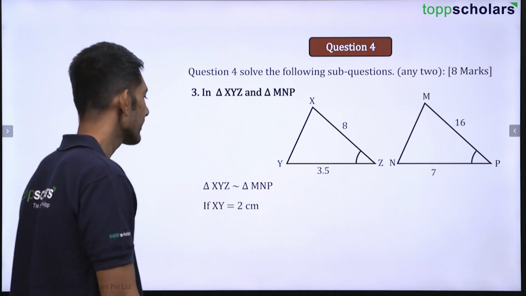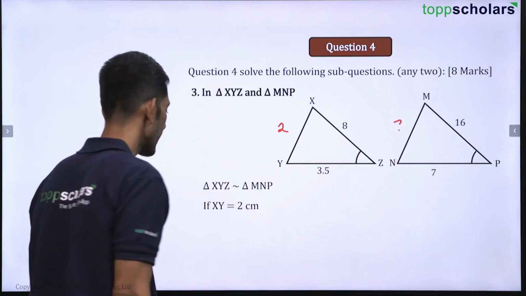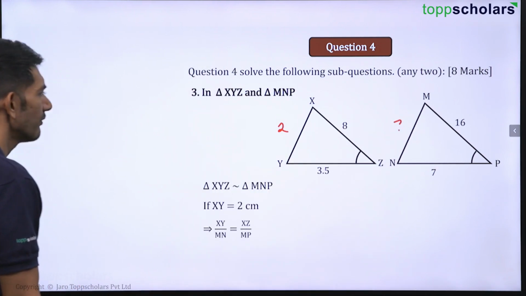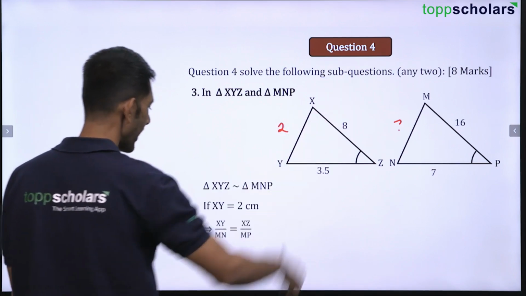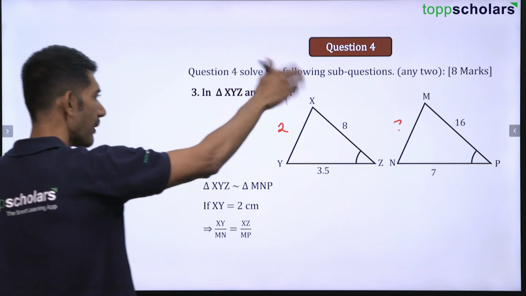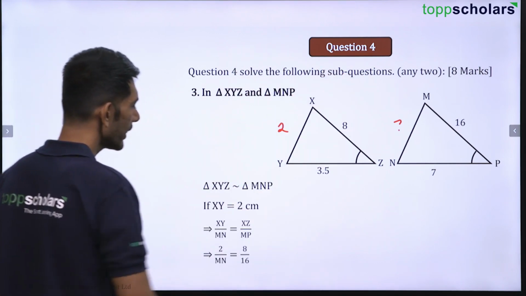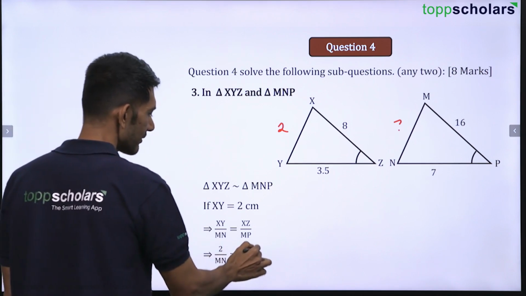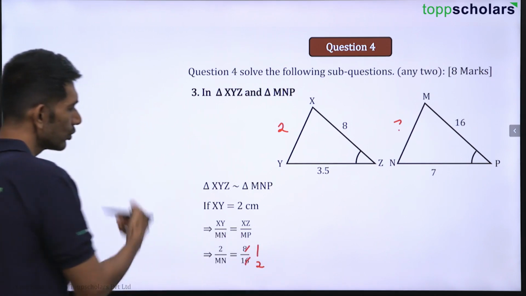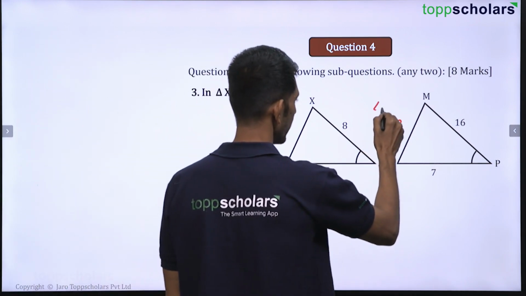Now XY is given, XY is 2. We are supposed to find out MN. Take the ratio. We know that XY by MN is equal to XZ by MP. So 2 by MN is equal to 8 by 16. 8 ones are 8, 8 twos are 16, so 2 goes that side. MN will be double. So MN is going to be 4 centimeters.